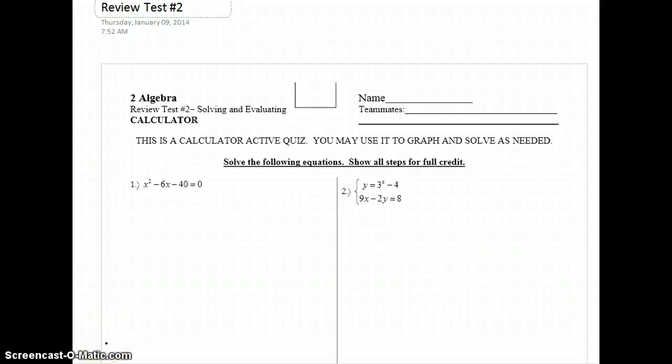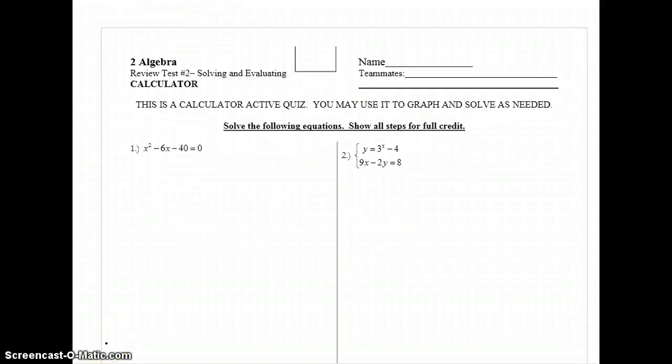This is the second half of the second review test, the one we took on Friday. This part is going to have no calculator involved. So our first question, we're given a graph here. We're told that this graph is called f, and we're first asked for the domain and the range of f.